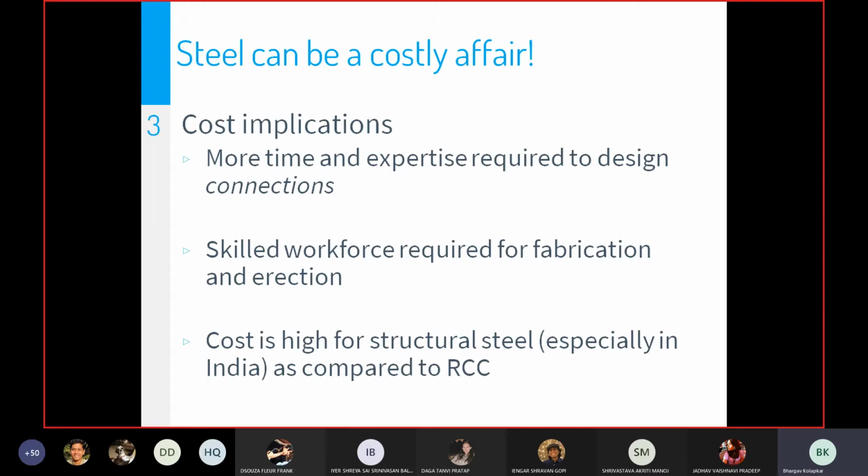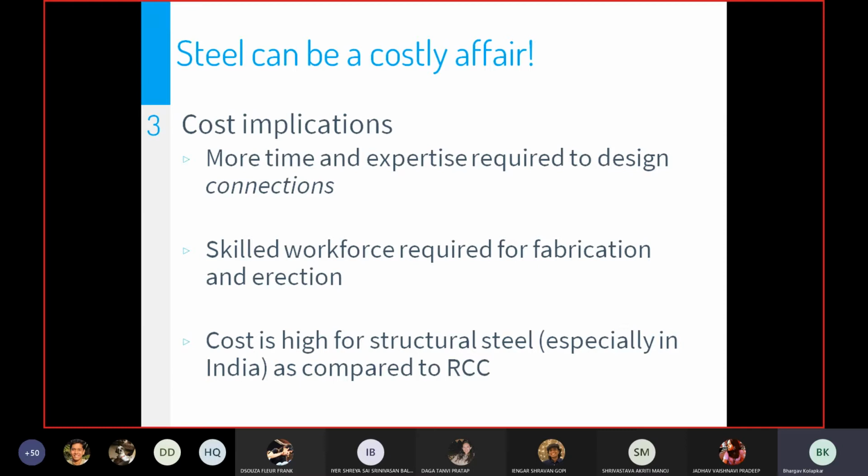So you also have to spend more time and expertise on designing the members as well as the connections. And on top of that, you need a skilled workforce for fabrication and erection. It is not like concrete where you can work with unskilled workers. Anyone who is going to erect it has to be an expert in that. So naturally, the labor costs are high, and on the basis of everything together, we can say that in general, the cost of structural steel is slightly higher as compared to that of reinforced concrete.